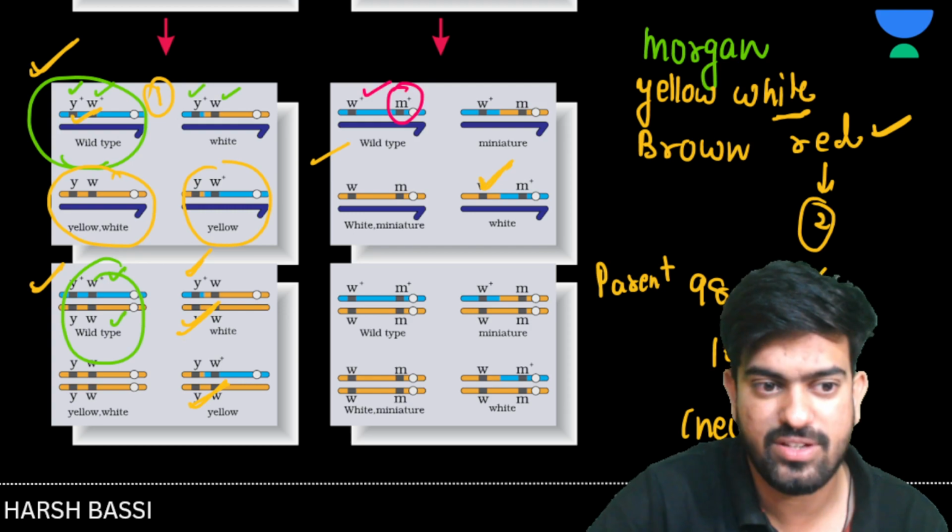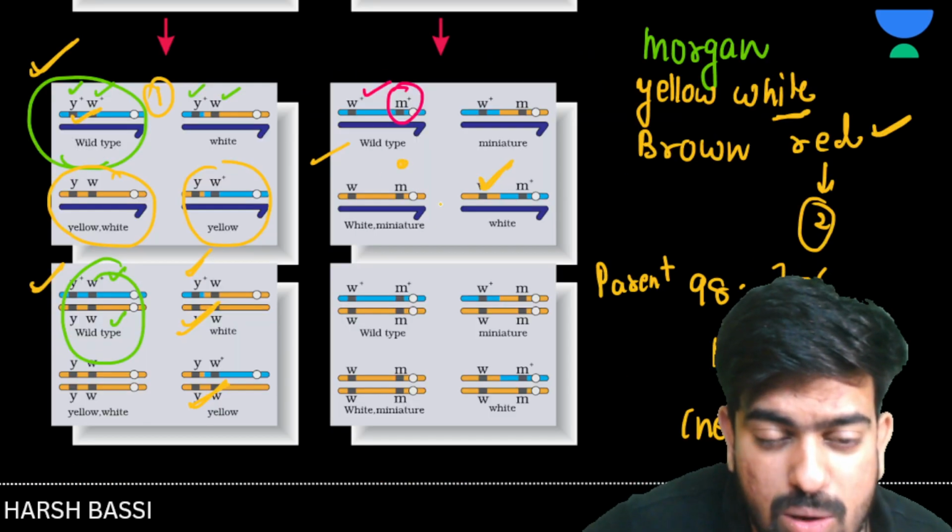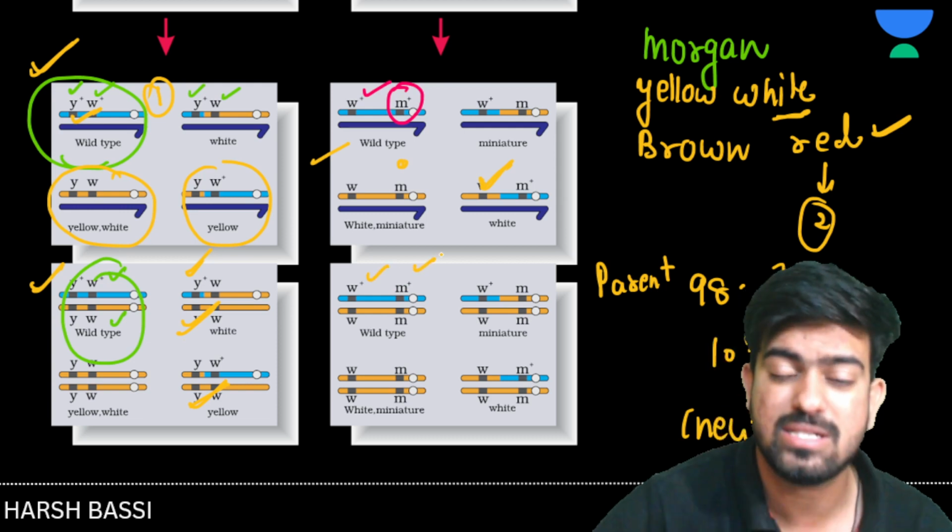I have discussed everything. The main thing I have discussed is how W and M are coming, what W plus and M plus are, how it's coming. You have to do it. So Morgan said two things: if the genes are very close, they want to be with each other, and if genes are far from each other, they are able to produce the new phenotype. Okay, clear?